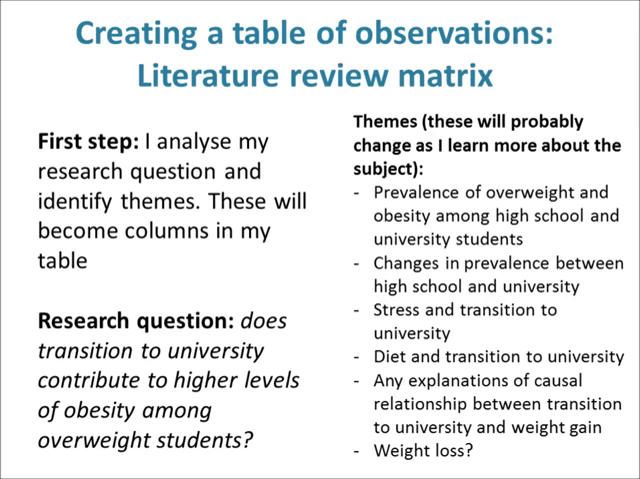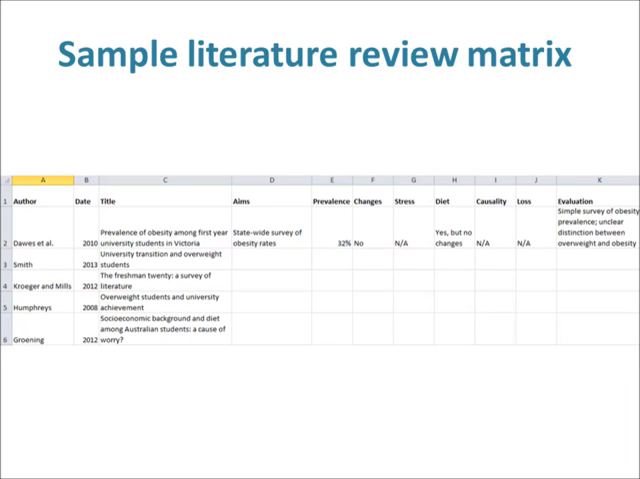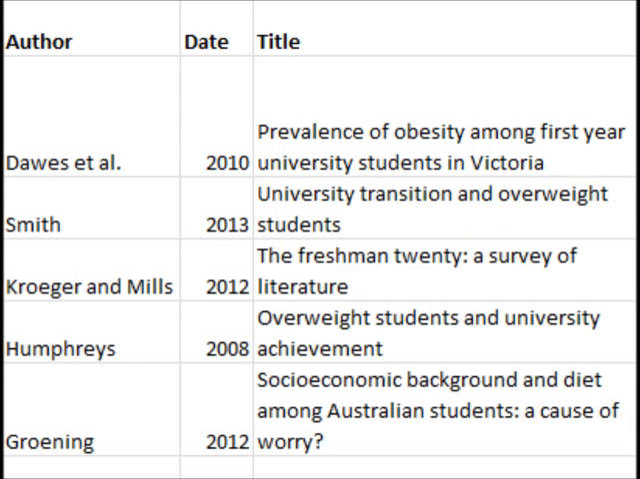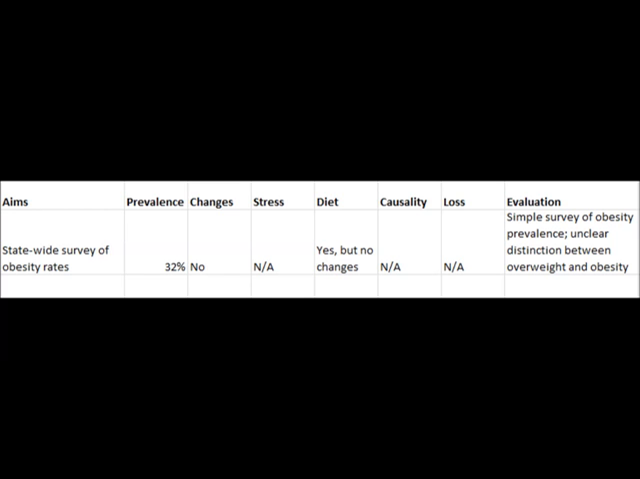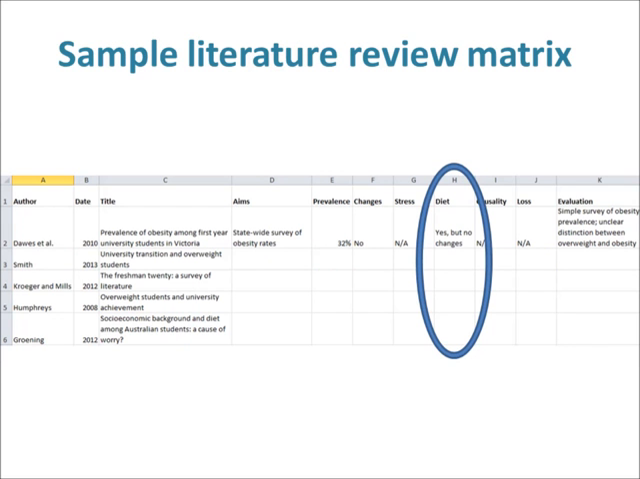First theme, prevalence of overweight and obesity. Second theme, changes in prevalence between high school and university. Stress, another theme. Diet and transition, another theme. Any sort of explanations of causal relationship, and perhaps weight loss as an item. And this is what it looks like when we create a matrix. First, we have bibliographical information: author, date, title. Then, a brief summary of aims is good. This is followed by our thematic columns: prevalence, changes, stress, diet, causality, weight loss. Finally, I add a few comments about the article as such.